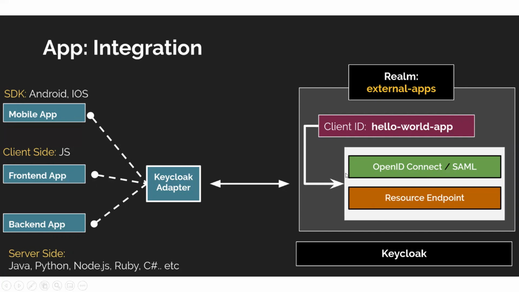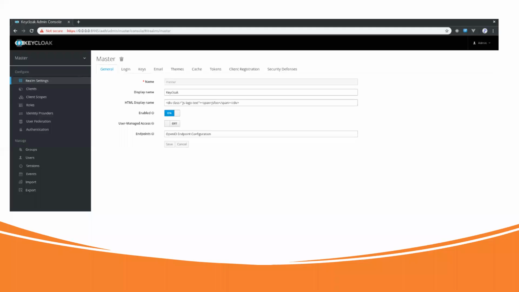This Keycloak server looks for the token which you are passing from these apps. It will validate it against the existing OpenID Connect server, and if it is valid, it will redirect to that particular client ID resource endpoint here, and that way it sends a response back to your client. So this is the overall architecture of Keycloak integration into any application, whether client side, server side or SDK, from different applications.